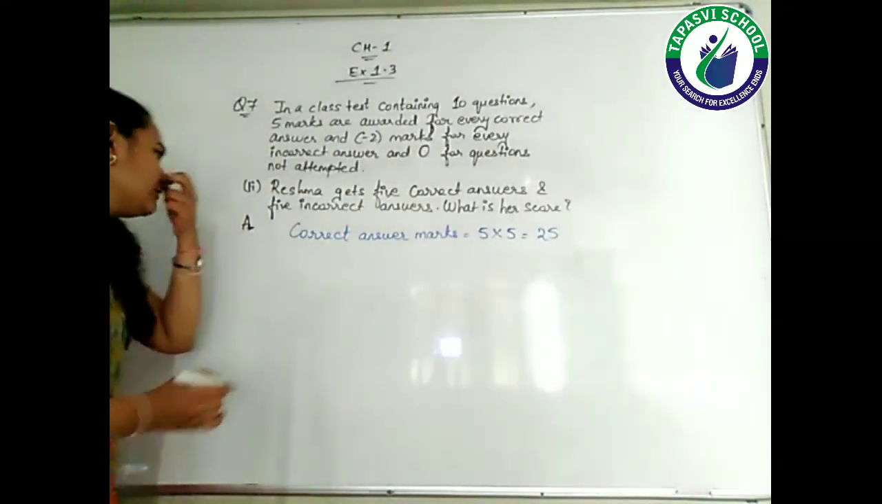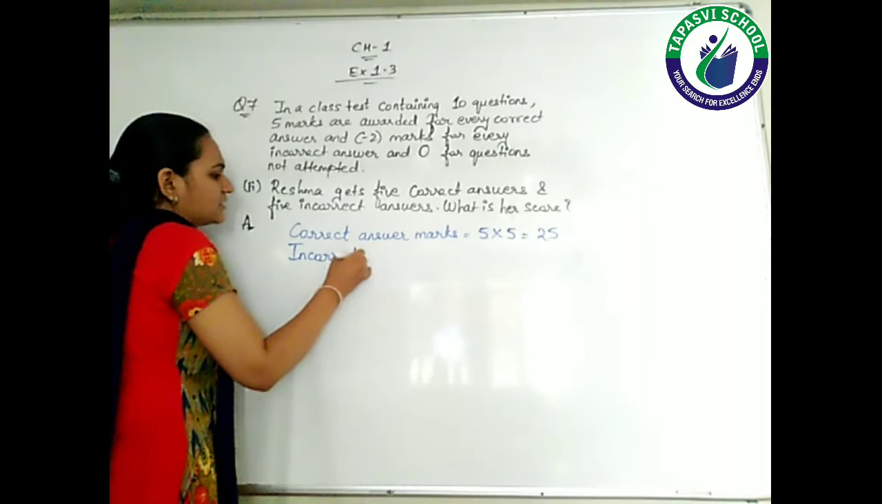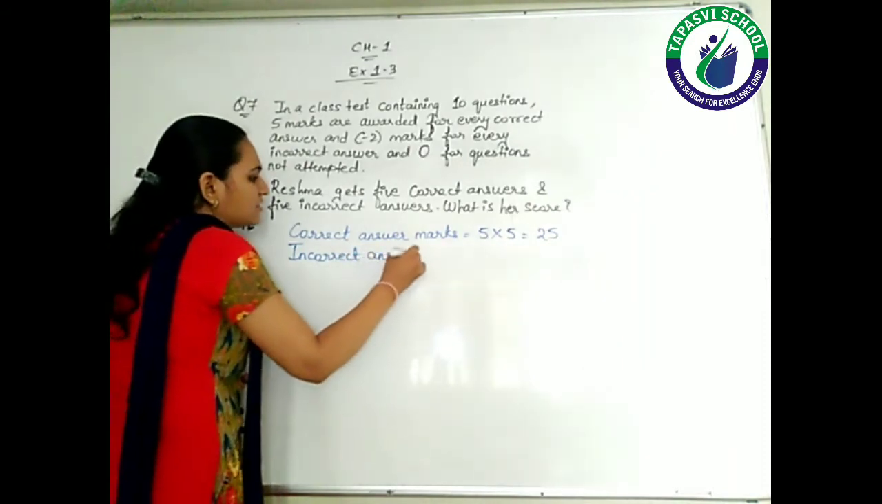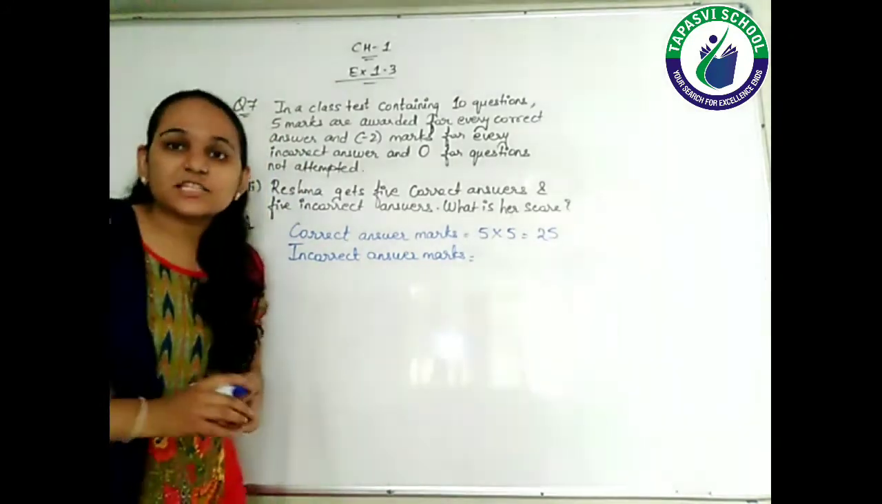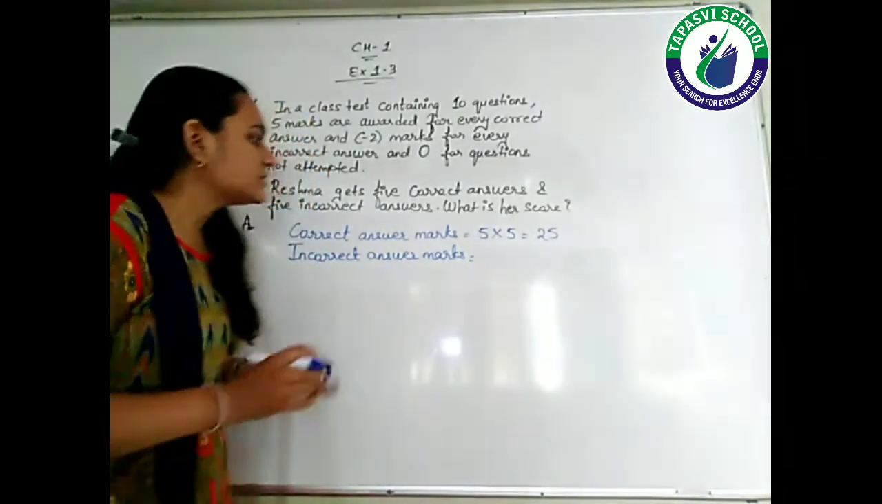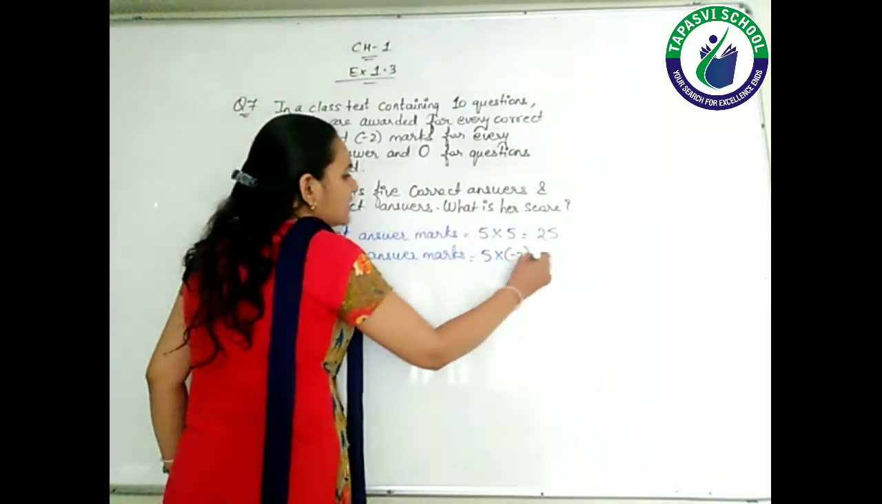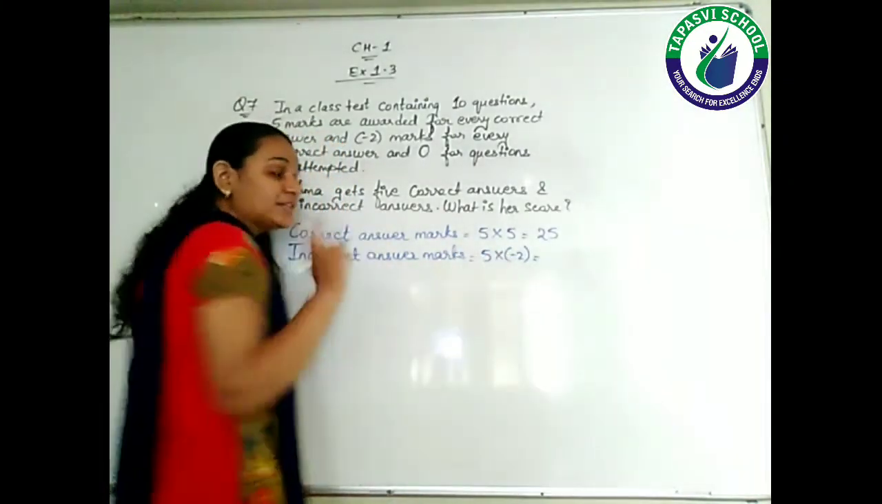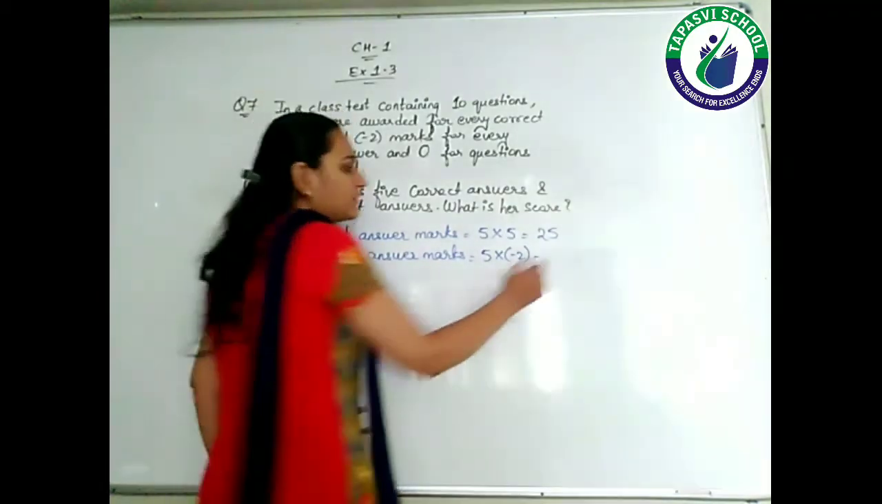Right? Now incorrect answer marks, students, right? How many questions are incorrect? 5. And one question carries minus 2 marks. Now 5 into minus 2, students, it is minus 2. 5 into minus 2 is minus 10.